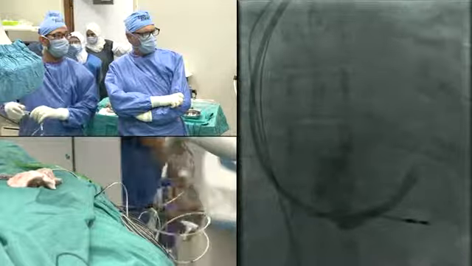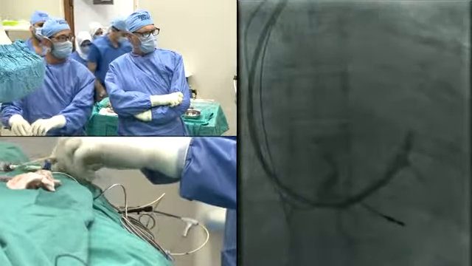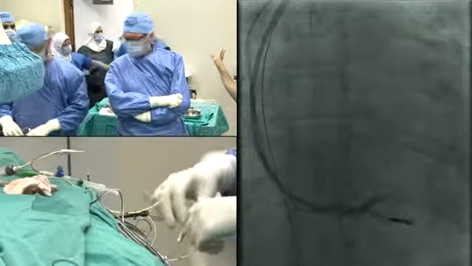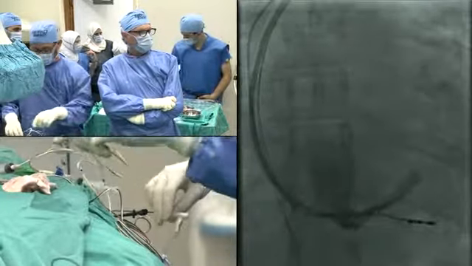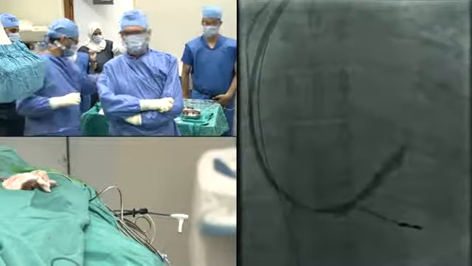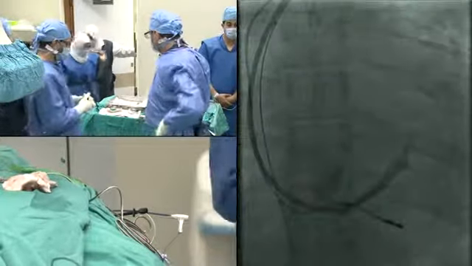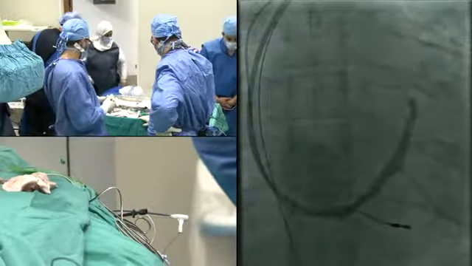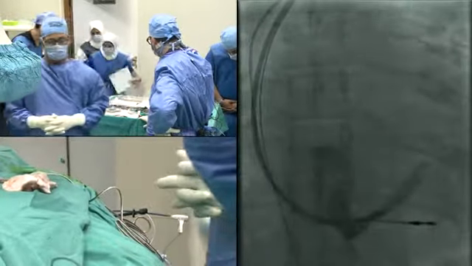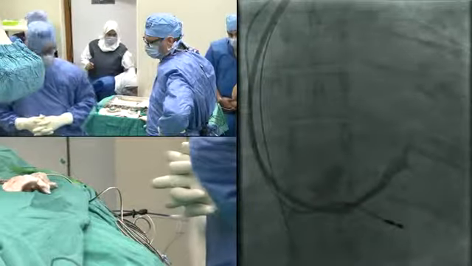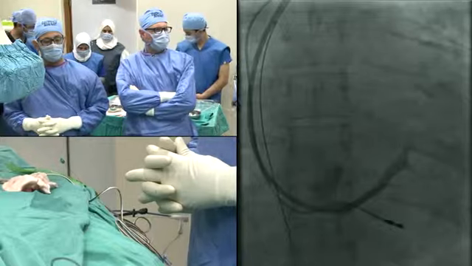Okay, it seems a good branch. We have a good posterolateral branch. Do you agree? Yep. Nice. It's a nice branch, no need for inflation. Yes, Professor Mustafa? Yes, I hear you.